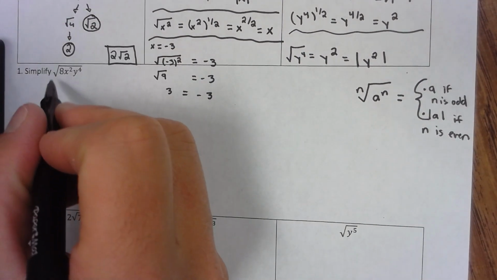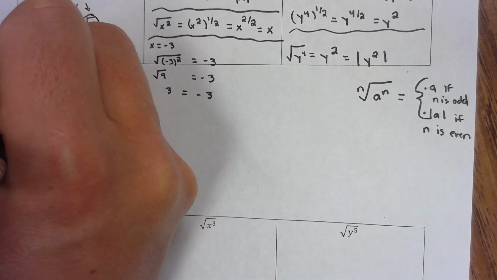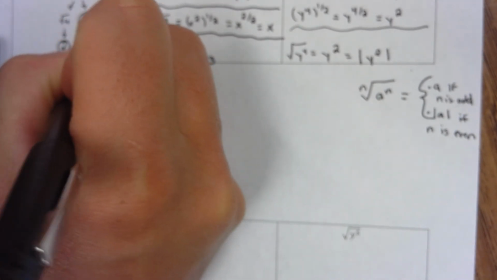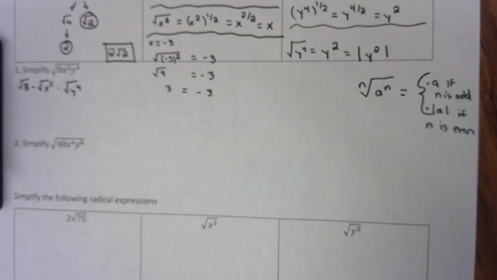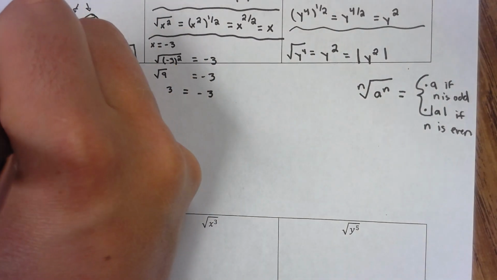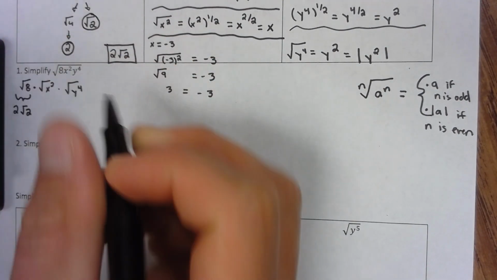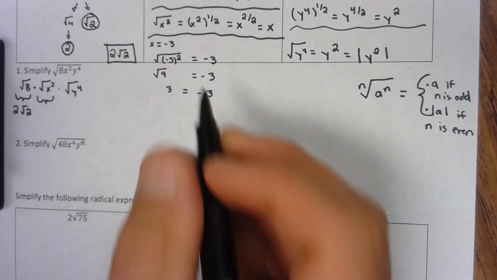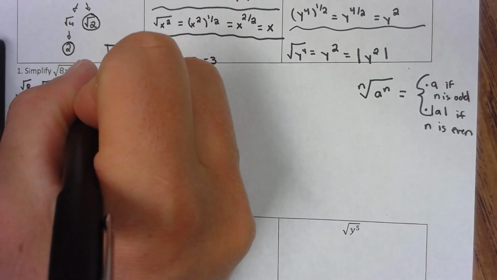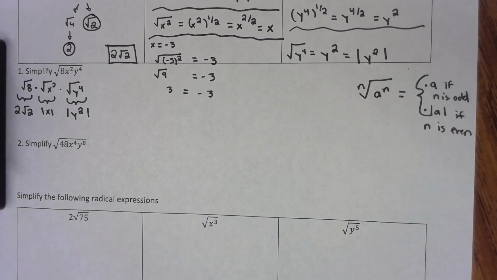So instead of this being the square root of 8 times x squared times y to the fourth, we can say that it's equal to the square root of 8 times the square root of x squared times the square root of y to the fourth. And we treat them all as individual simplifying problems, where we just did all these. We said that root 8 was equal to 2 times the square root of 2. We said that the square root of x squared was equal to the absolute value of x. And then we said that the square root of y to the fourth is equal to the absolute value of y squared.